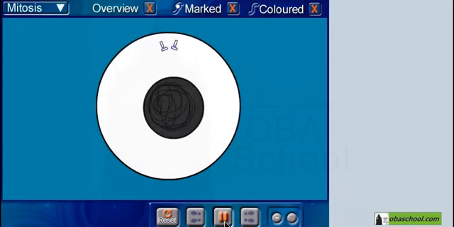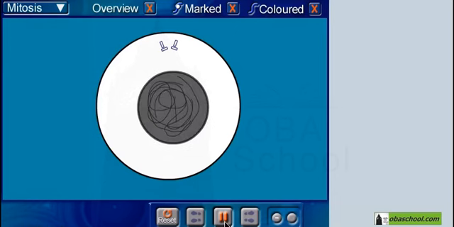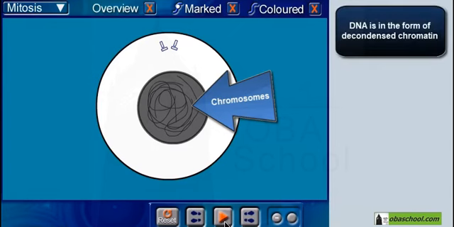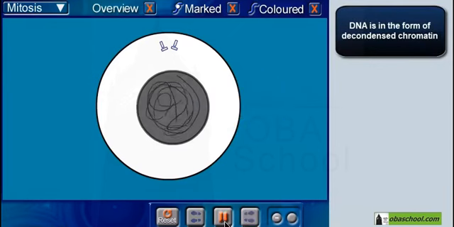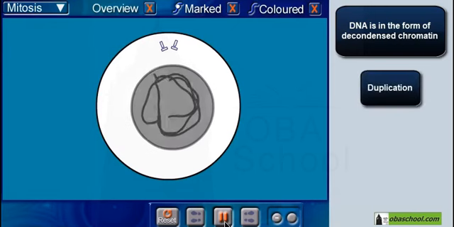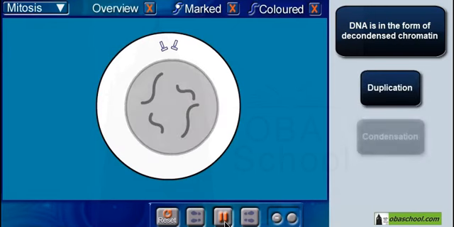So, this is the nucleus if we zoom in. These are the chromosomes in the parent cell. They are decondensed and not duplicated. What they're going to do first is that they will duplicate and then they will condense.